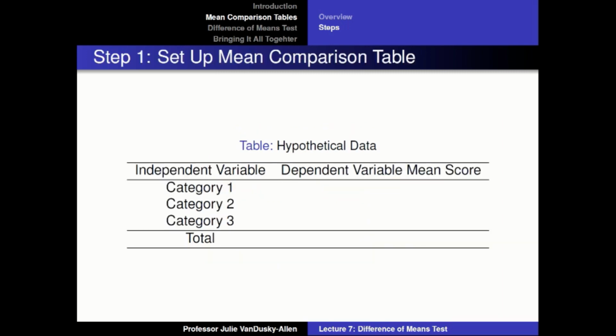To set up the mean comparison table, you put the independent variable name in the first column heading. Then you put the independent variable category names in the rows underneath. Then you add a total row at the bottom. Then you write the dependent variable name and the term mean score in the subsequent column heading.